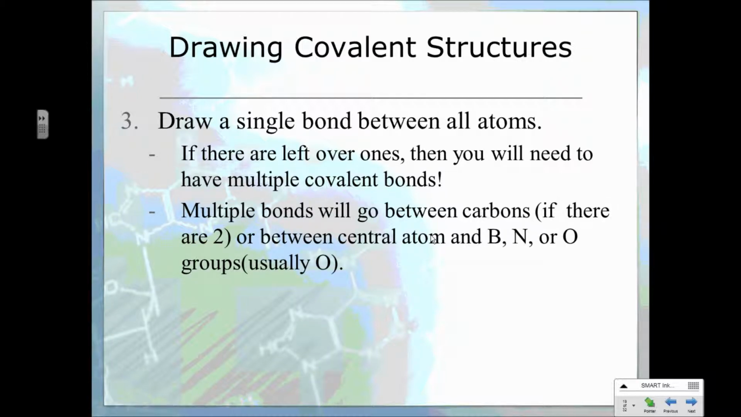Now, multiple bonds are typically going to go, and normally you're not going to have a choice here because it's all going to be equal where to put it, but there are certain restrictions. Remember, hydrogen is one and done. One bond and it's finished, so it's never going to get a multiple bond.